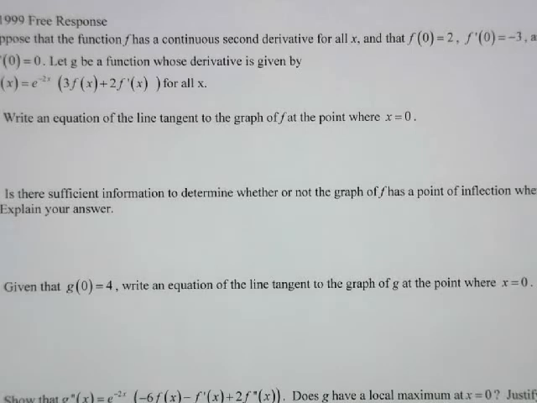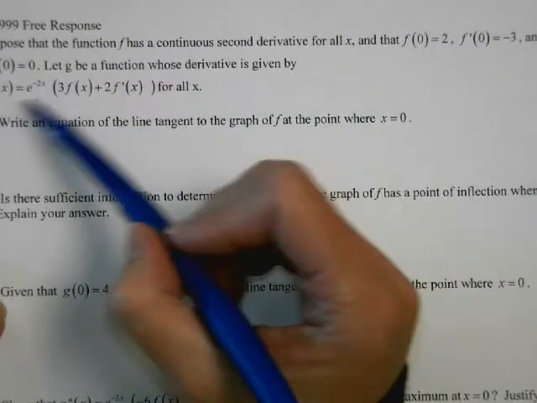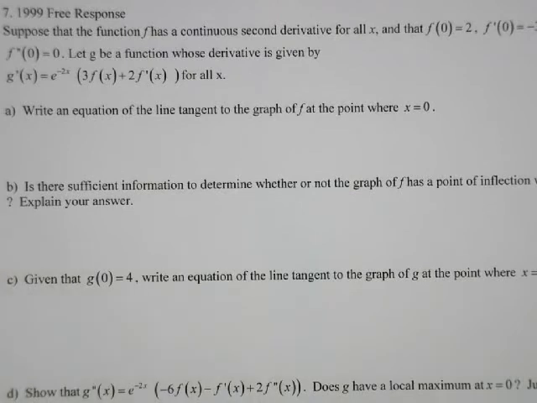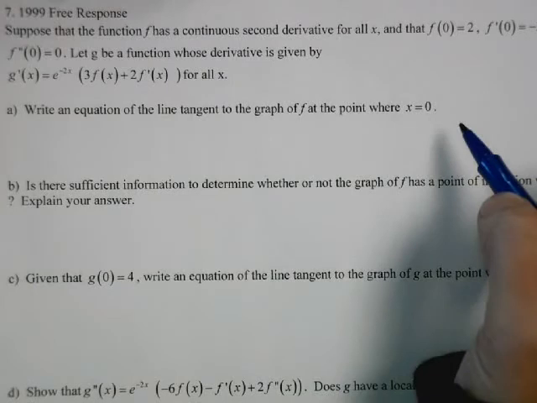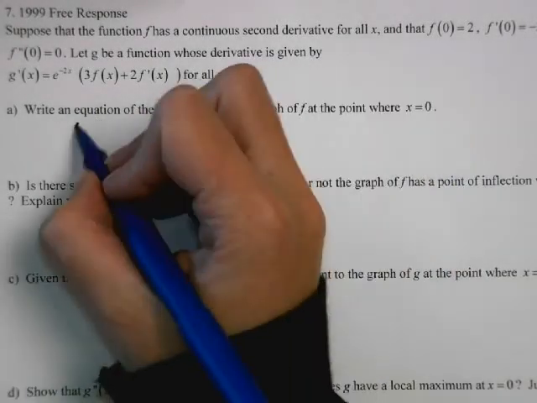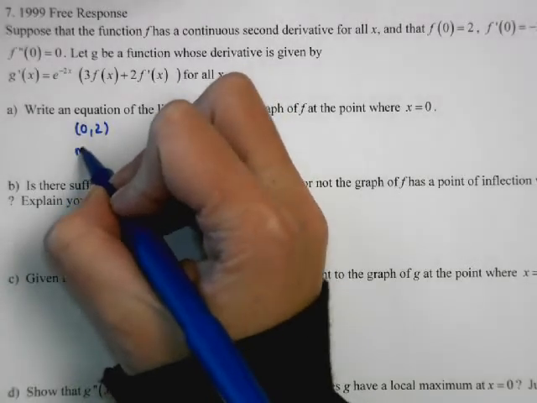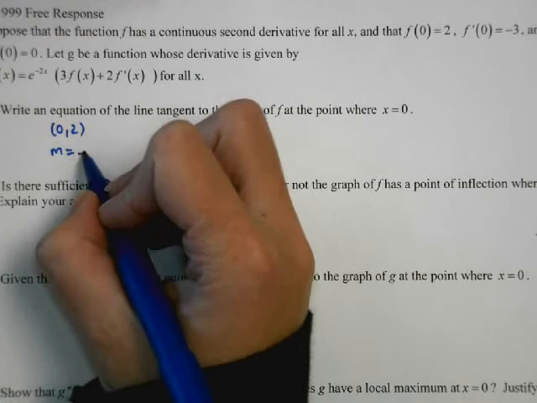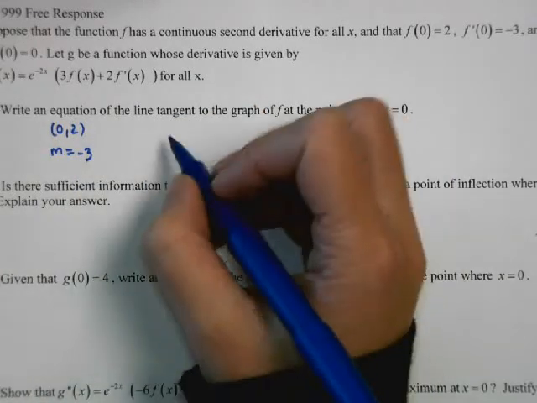Okay. So we're going to write the equation for the tangent line at x equals 0. So that means we need our point and our slope. So my point is (0, 2). My slope is going to be the derivative, which is going to be negative 3. So my equation will be y minus 2 equals negative 3 times (x minus 0).